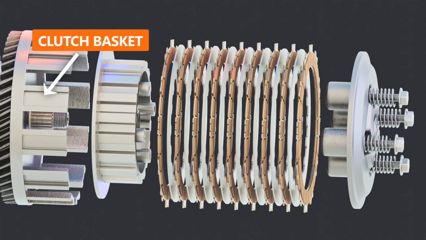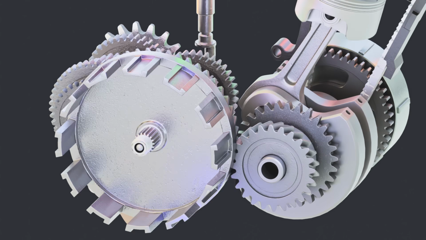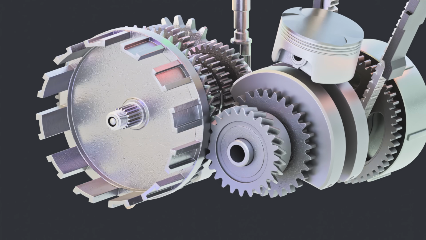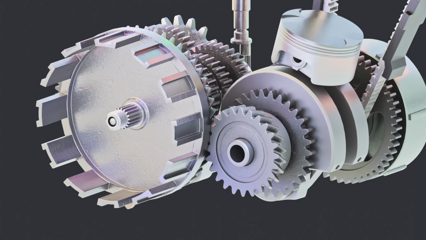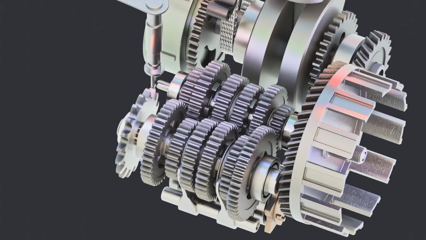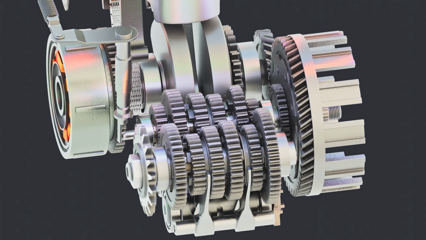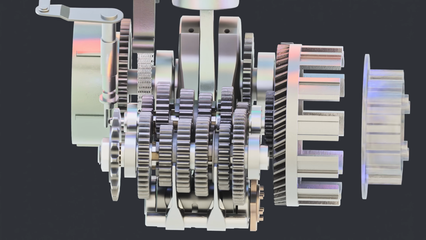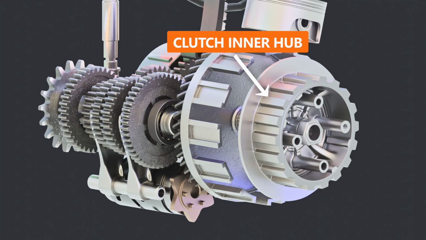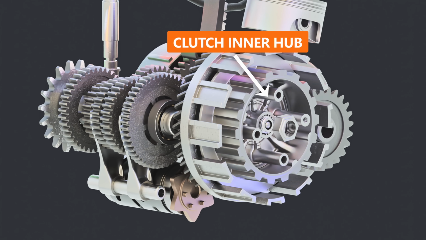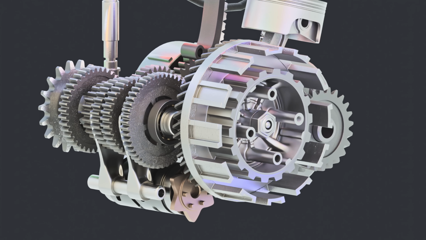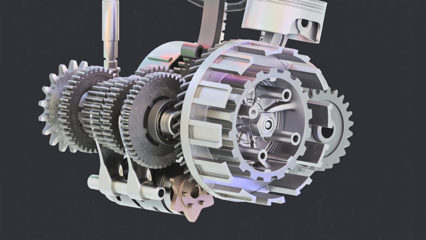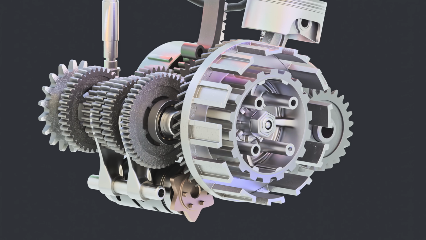The clutch basket is the outermost part of the clutch assembly. As we saw earlier, it is connected to the crankshaft and rotates whenever the engine is running. However, it is not connected to the transmission, so it does not transfer power straight to the gearbox. Another major component of the clutch, known as the clutch inner hub, is assembled inside the clutch basket. It is connected to the transmission system and therefore spins with the gears in the gearbox.